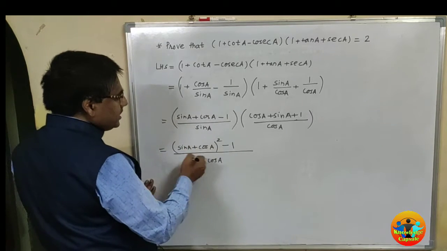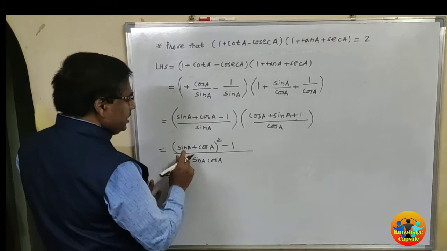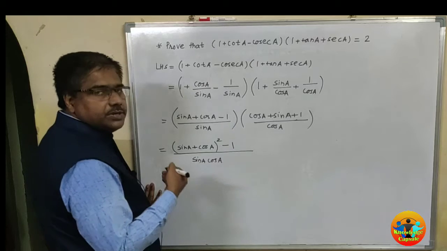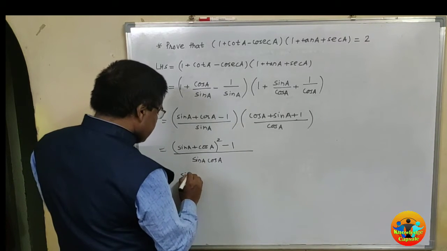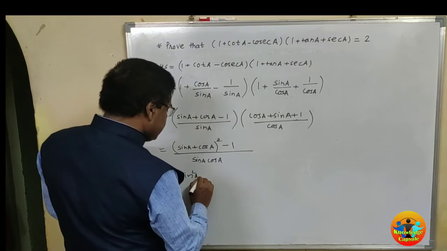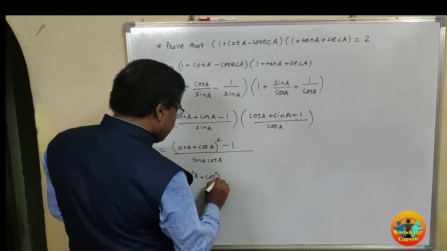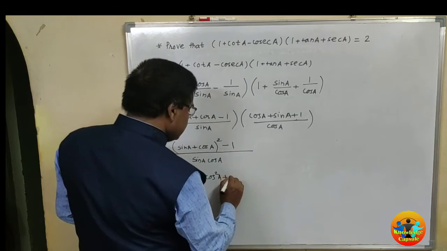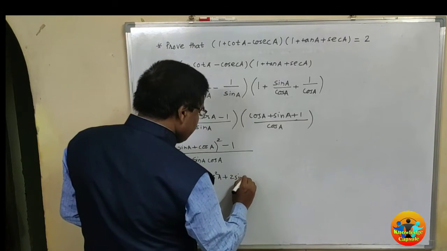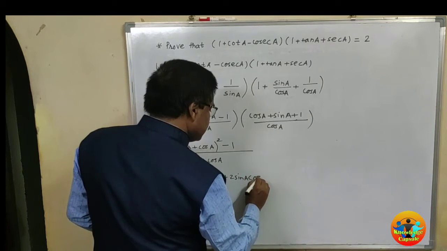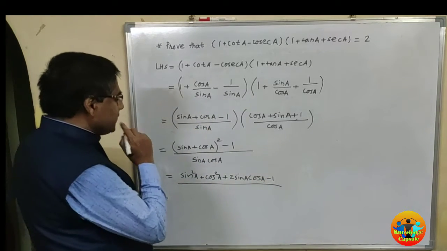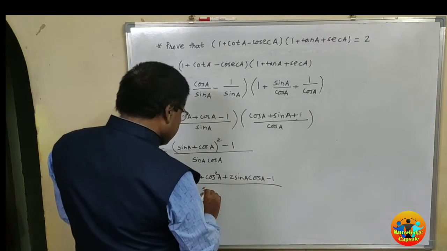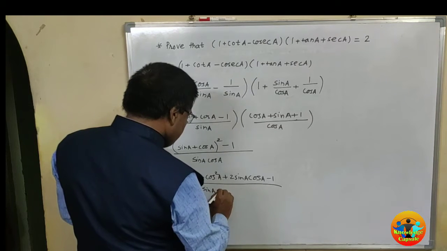This can be written as (sin a plus cos a) whole square minus 1 square, which is 1. Now let us expand this. (a plus b) whole square is a square plus b square plus 2ab. A square is sin square a, b square is cos square a, plus 2ab is 2 sin a cos a, minus 1, upon sin a cos a.